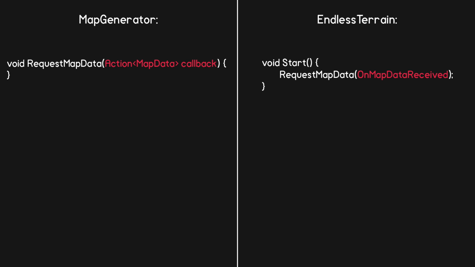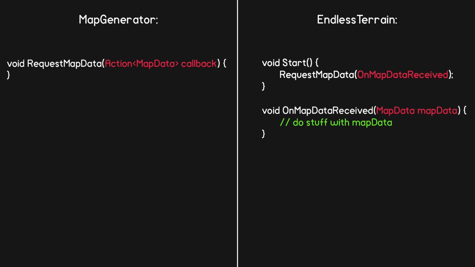So in the MapGenerator class, we'll have a void method called something like RequestMapData. This will take in an Action parameter called the callback. So in the EndlessTerrain class, when we request the map data, we'll be passing a method in as a variable, and this method we might call something like OnMapDataReceived. So the callback variable in the RequestMapData method refers to this OnMapDataReceived method. Once we've finished calculating the map data, we can call the OnMapDataReceived method and pass in the calculated map data.